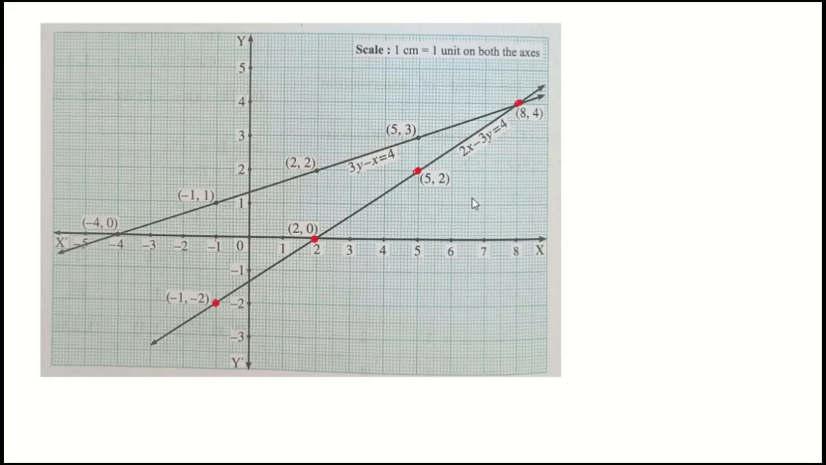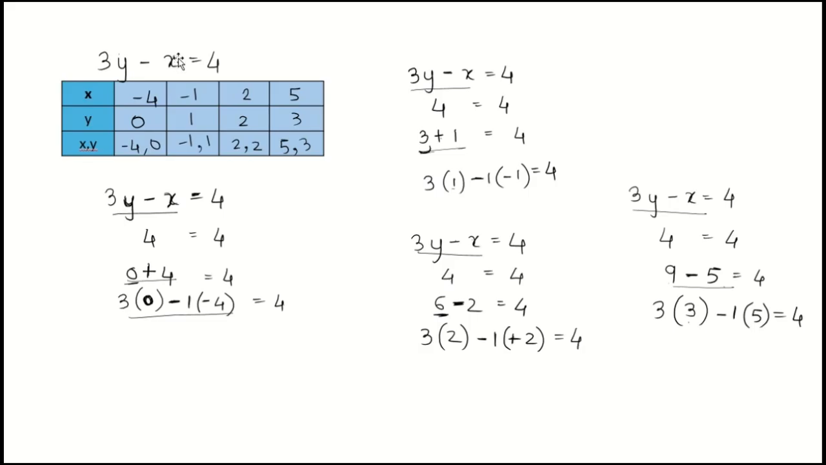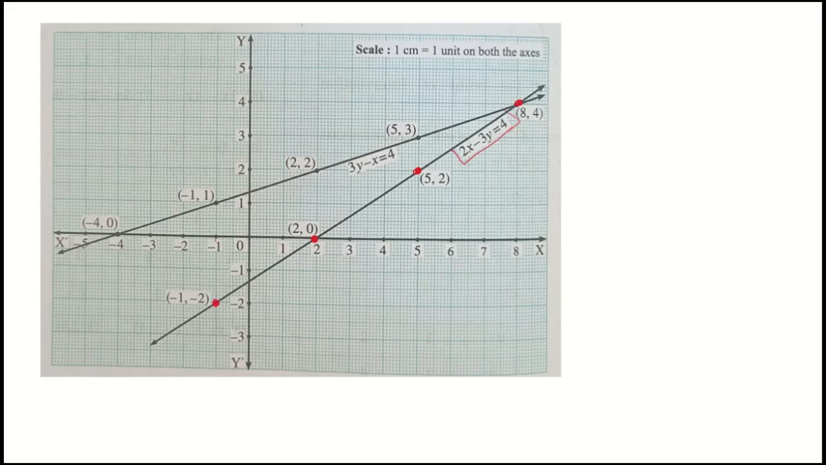Draw a line for this equation, 2x minus 3y is equal to 4. As 4 points from this equation are plotted and we have drawn a line, we will take points from the second equation now, 3y minus x is equal to 4. The first point is minus 4 and 0. Minus 4 on x and 0 on y. This is here.